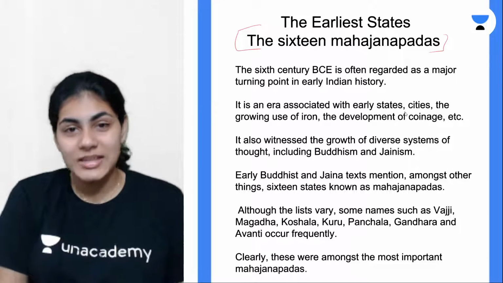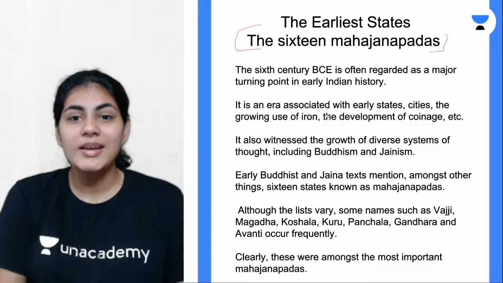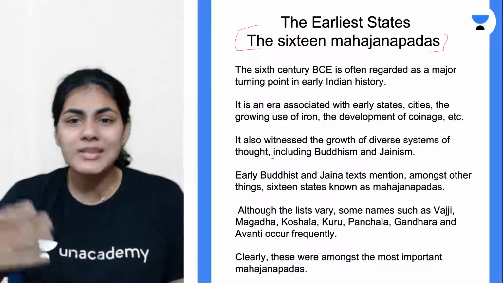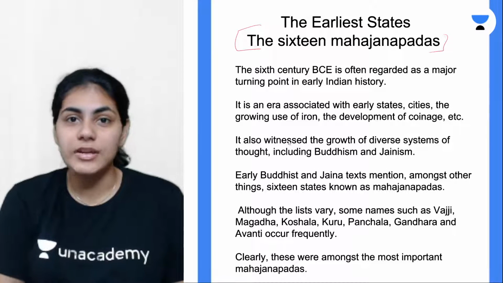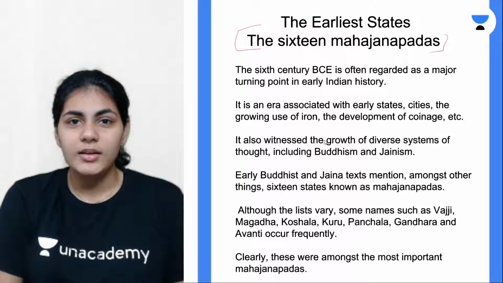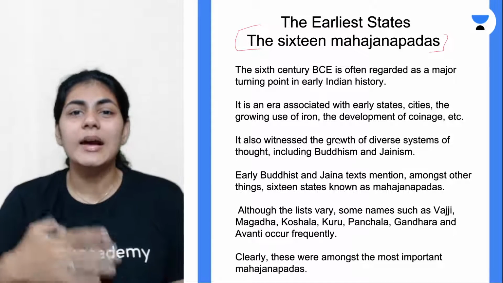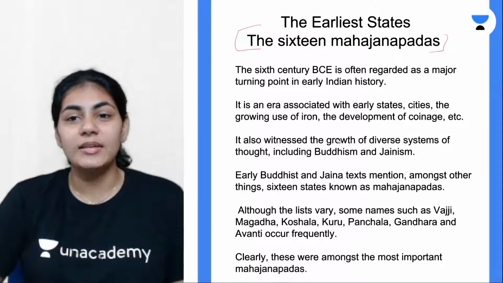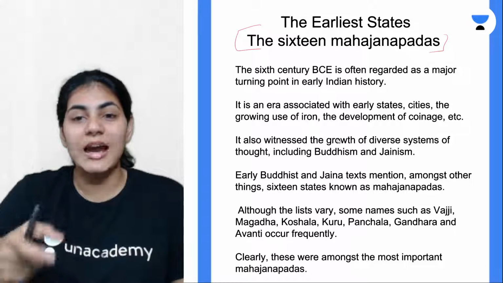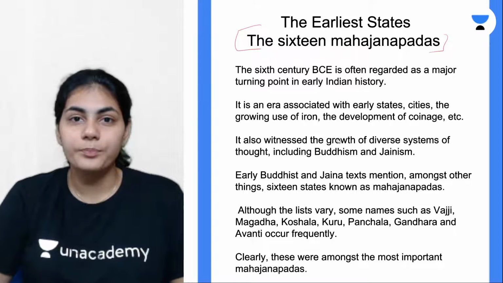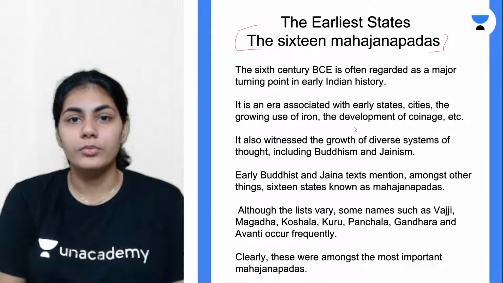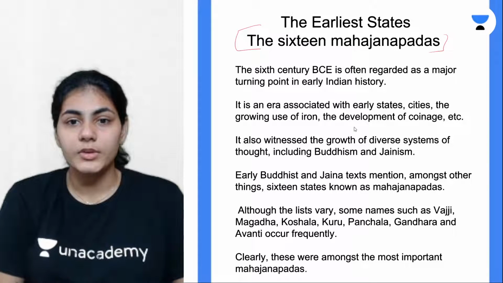There were so many cities that started emerging. And then the growing use of iron was also there. If you want to make any weapons or tools, iron was extensively used. And lastly, there was the development of coinage. Initially there was a barter system, but slowly the barter system started decreasing in importance, and in its place currency or standard coinage came into place. So all of these developments were happening in the 6th century BCE.